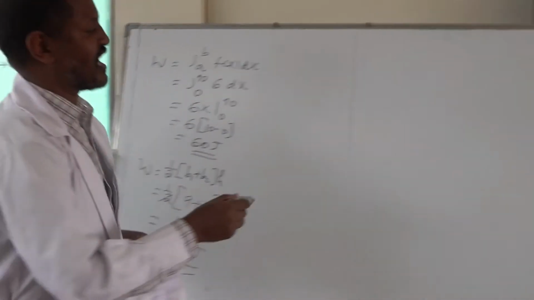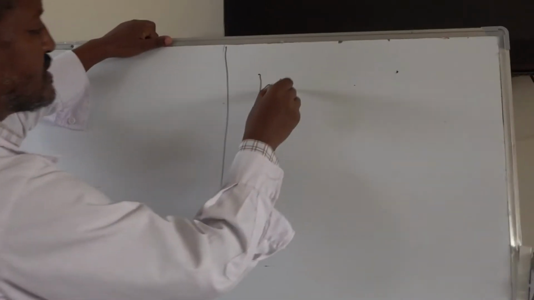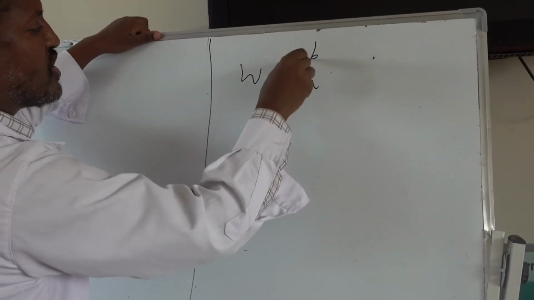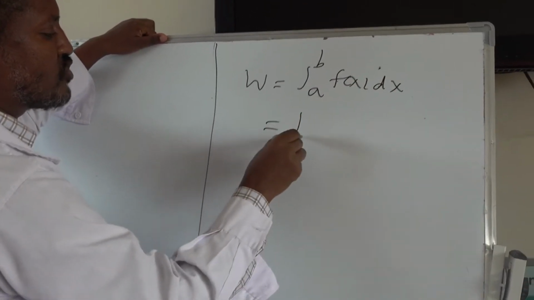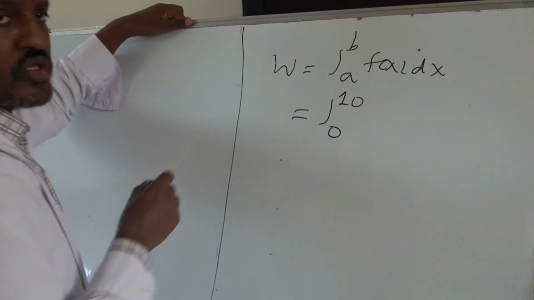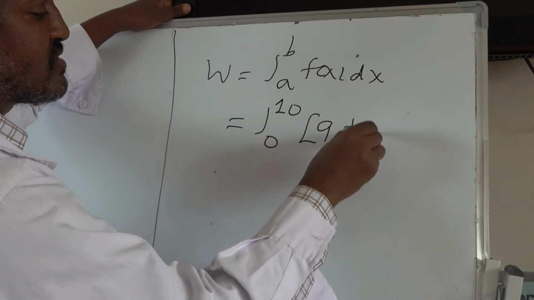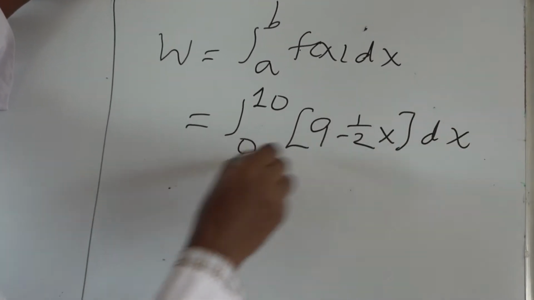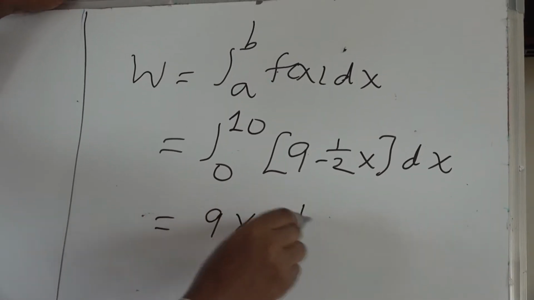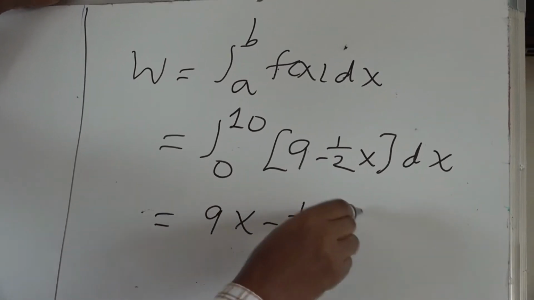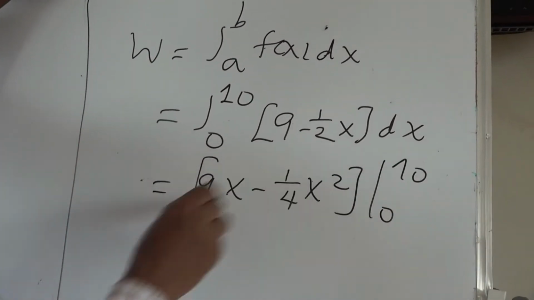Now, let us apply the integral approach. Work done is the integral from a to b of f of x dx. Now, from a to b, in our case, from 0 to 10. And my function is 9 minus half x, dx. Now, what is the integral? It is 9x minus the integral of this one, 1 over 4 x squared. Let's evaluate this from 0 to 10.